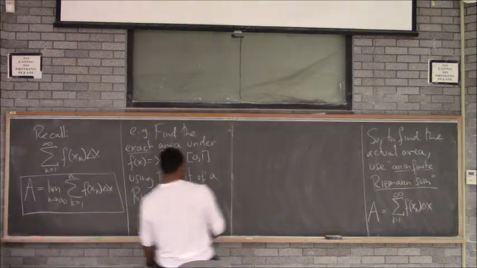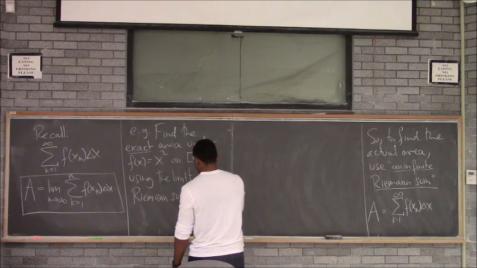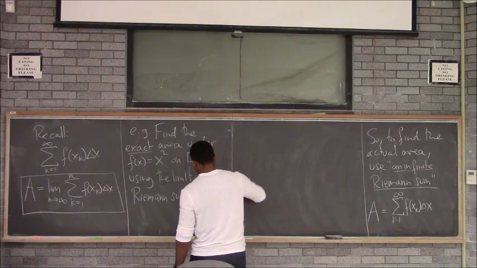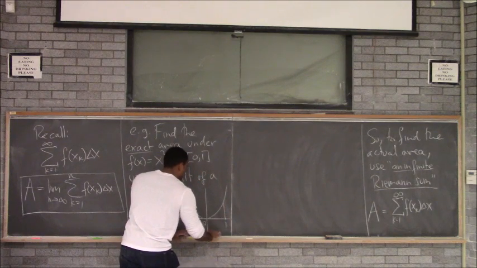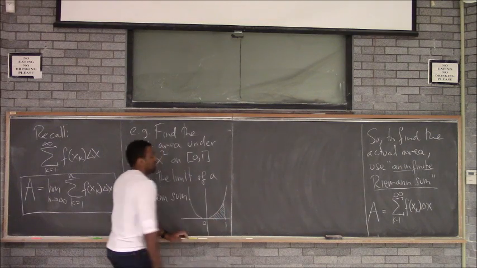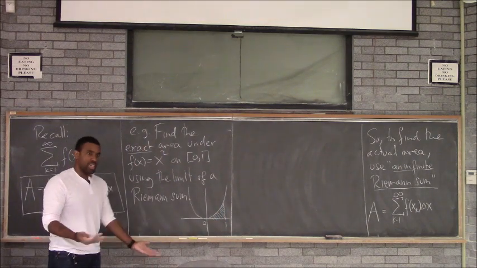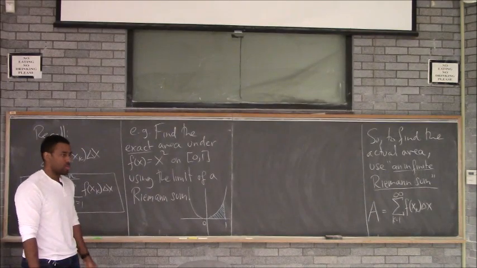So here I have my y equals x squared doing its thing. Here's 0. There's 1. I want to know what is this area here. Not an approximation of the area. What is the exact area under that curve?